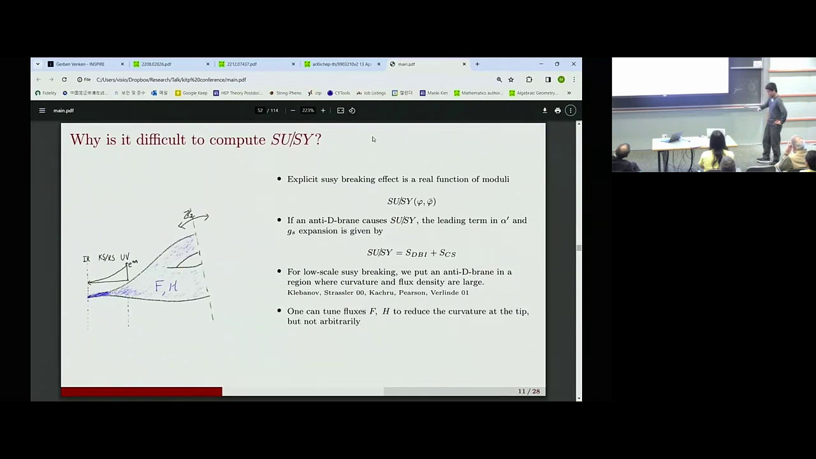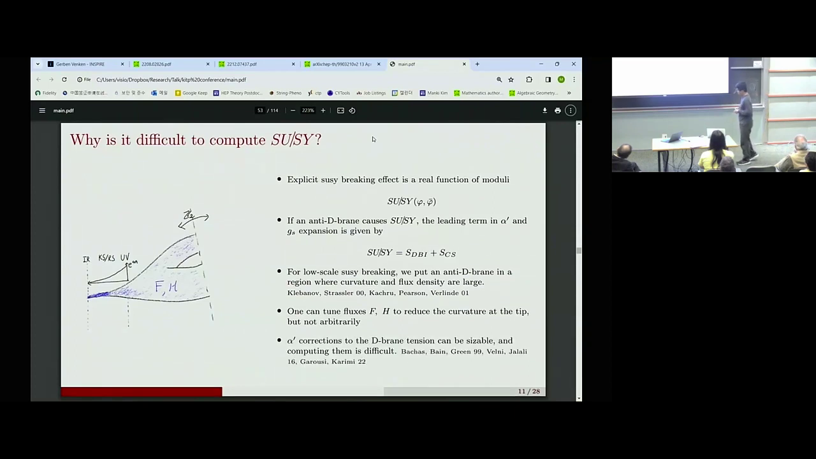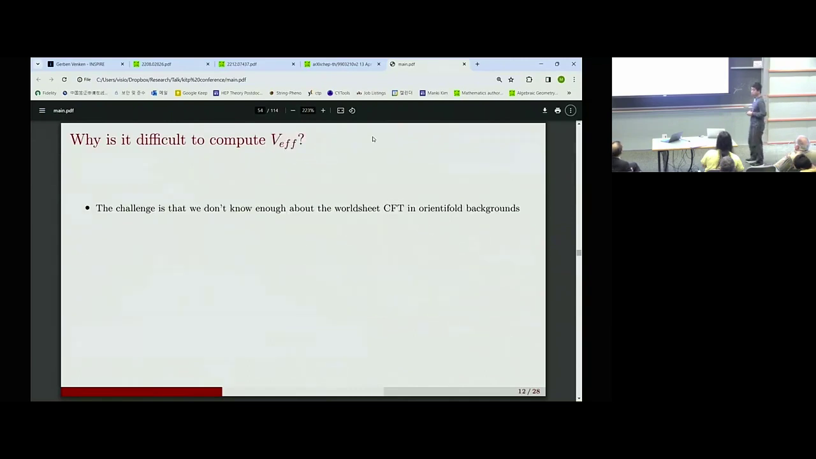Of course, in reality, what you can do is to tune some fluxes, like Ramond-Ramond flux F and NSNS flux H, to reduce the curvature at the tip somewhat. But you cannot do that arbitrarily, because there is a bound on the tadpole, a bound on how much tuning you can typically do. So typically what you'll end up finding is that alpha prime corrections to the D-brane tension in explicit compact Calabi-Yaus can be quite sizable. And we need to really compute them. And so far, I don't think the complete answer of the alpha prime corrected D-brane action is really known. So these are the problems.